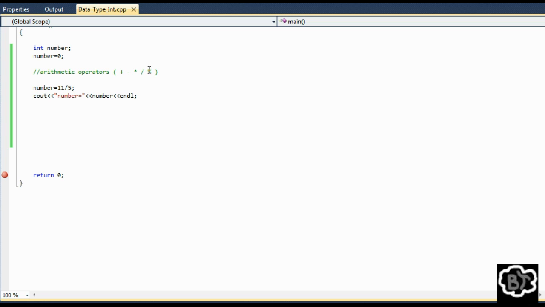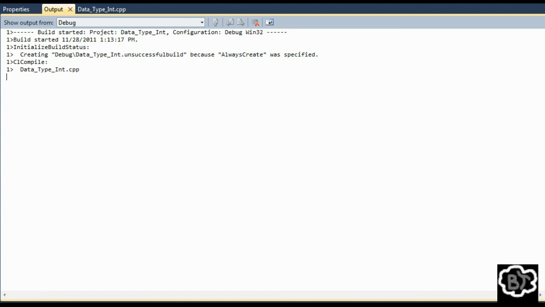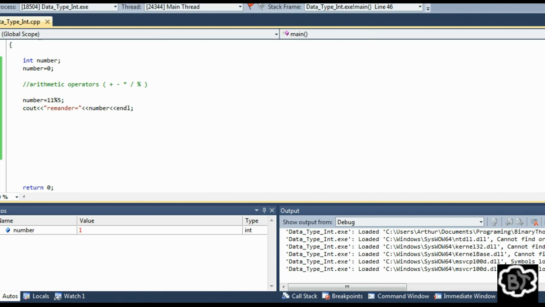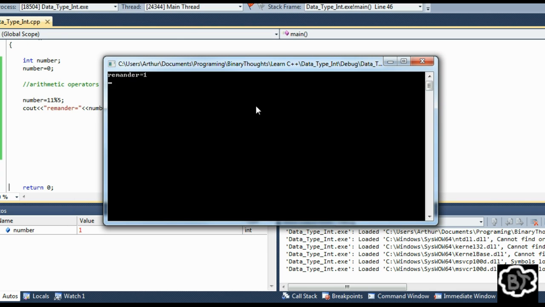And that's where the modulus operator is very handy. It tells us what the remainder is. So if I just change this to make it easier, and run this again, it will give us the remainder of what is left over after that division, which is 1, which makes sense because 5 goes into 11 2 times, and 5 times 2 is 10, and if you subtract that, 11 minus 10 is indeed 1. So 1 is left over, a remainder of 1.